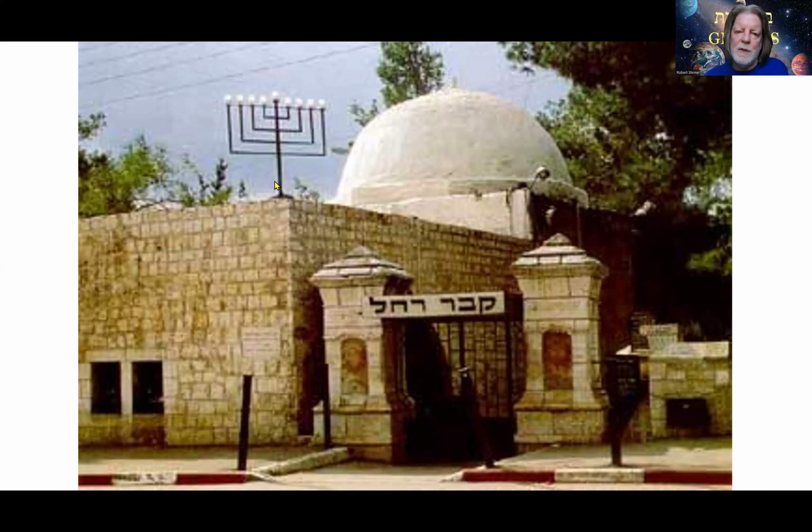Of course, you could see a menorah up here on the top of this building. Some of the photos you will see of this building do not have the menorah on top. It has a domed structure here, which I'm sure was built much later on. But the Kavar Rachel is in Palestinian territory.